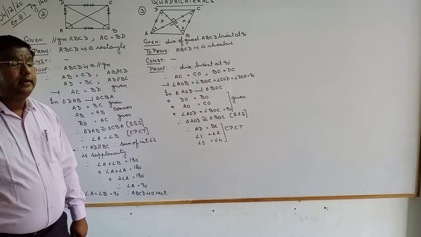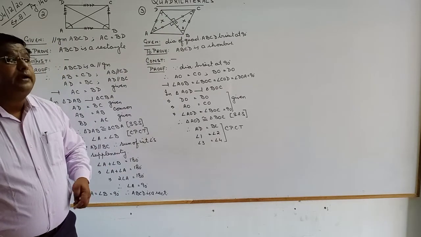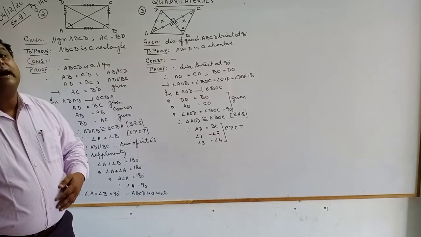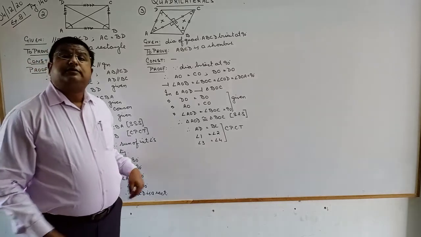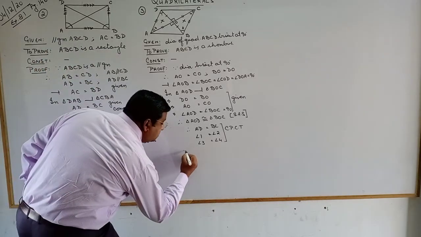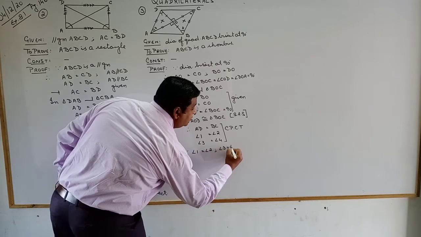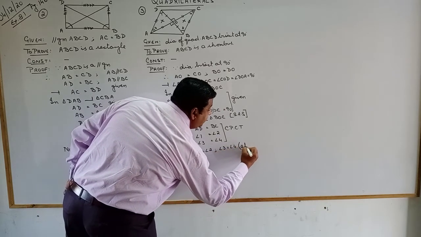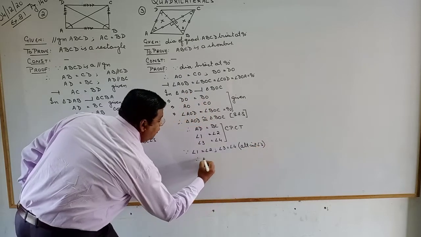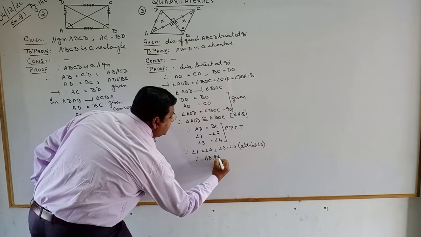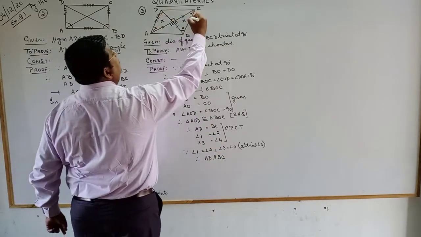Now we can see that because angles 1 and 2 are equal, and 3 and 4 are equal, they are alternate interior angles. So, if alternate interior angles are equal, lines are parallel. Theorem number 6.3 on page number 100. Because angle 1 is equal to angle 2, angle 3 is equal to angle 4, reason: alternate interior angles. Therefore, AD is parallel to BC.